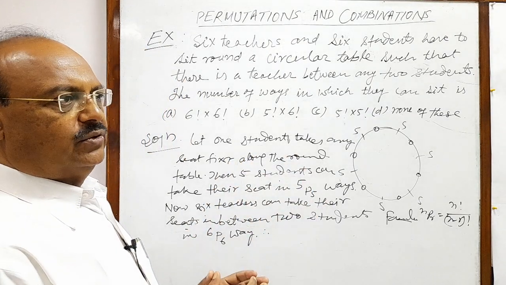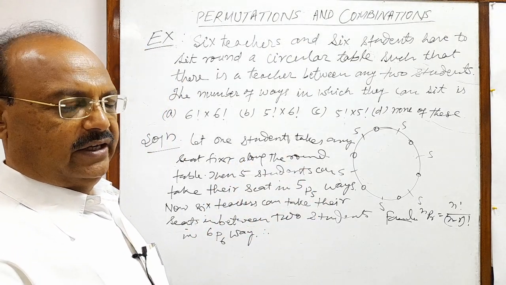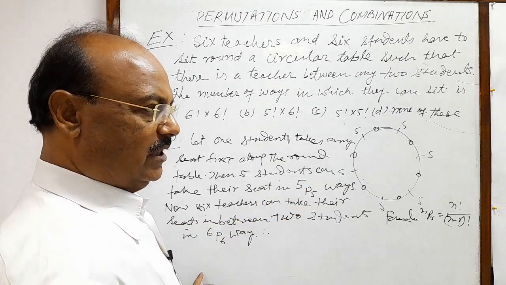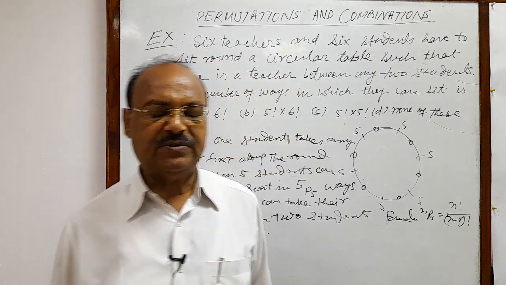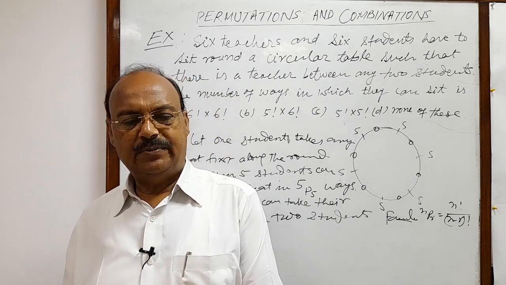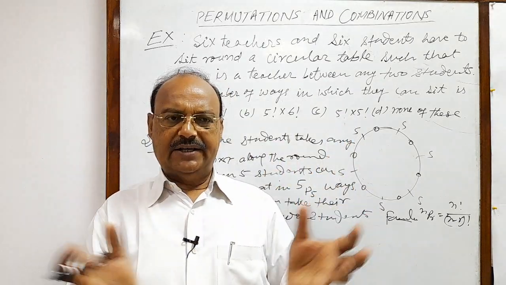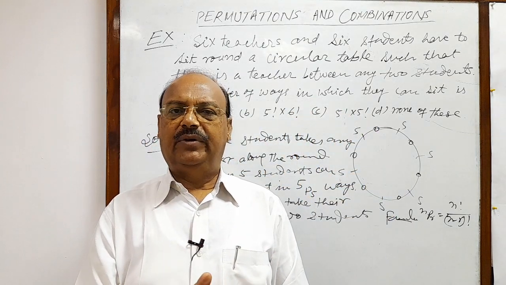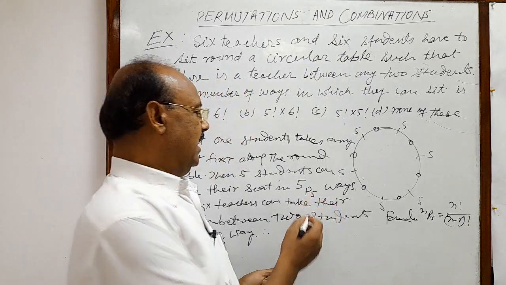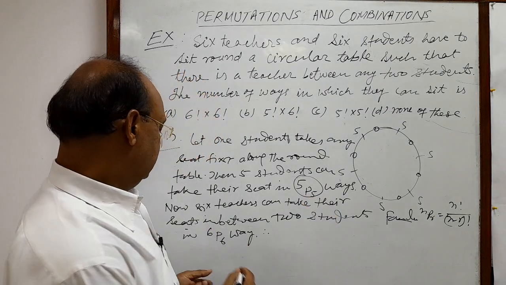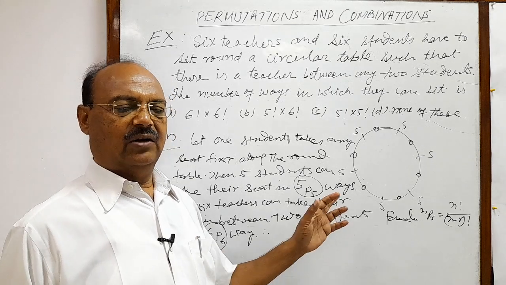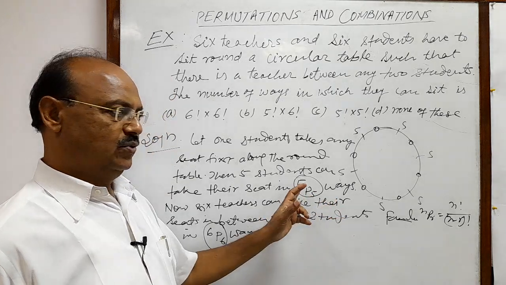Therefore, altogether 6 students and 6 teachers can take their seats in how many ways? We'll multiply these 2 numbers by the fundamental principle of counting. What is the fundamental principle of counting? If one job can be done in m ways and another job can be done in n ways, then both jobs together can be done in m into n ways. So if students can sit in 5p5 ways and teachers can sit in 6p6 ways, then both students and teachers can sit around the round table in how many ways? We will multiply these two numbers.